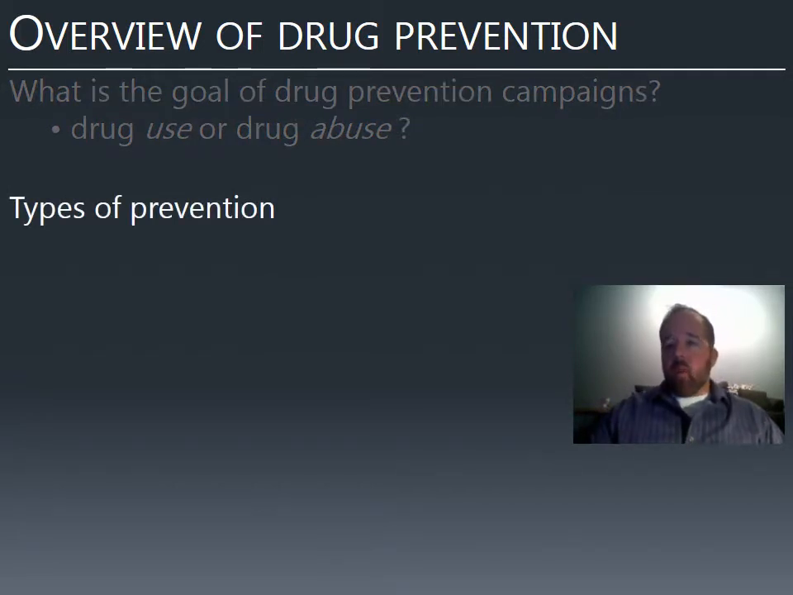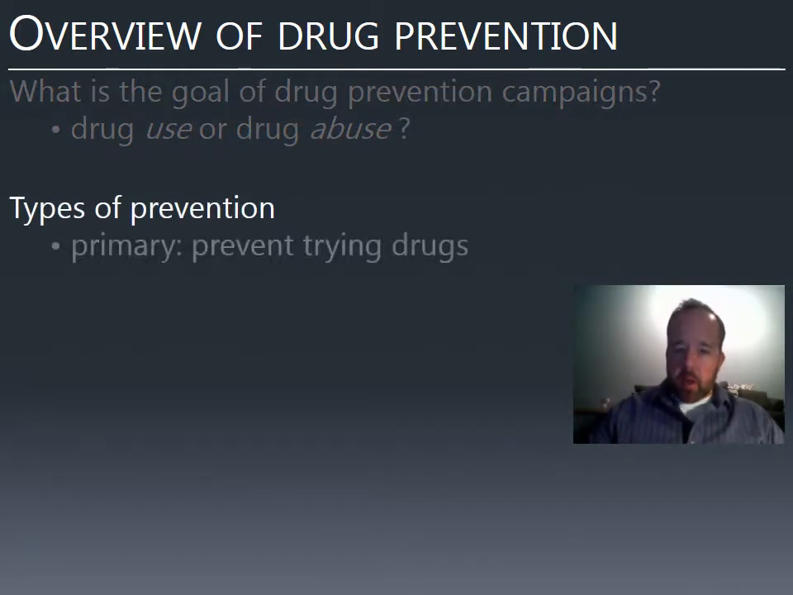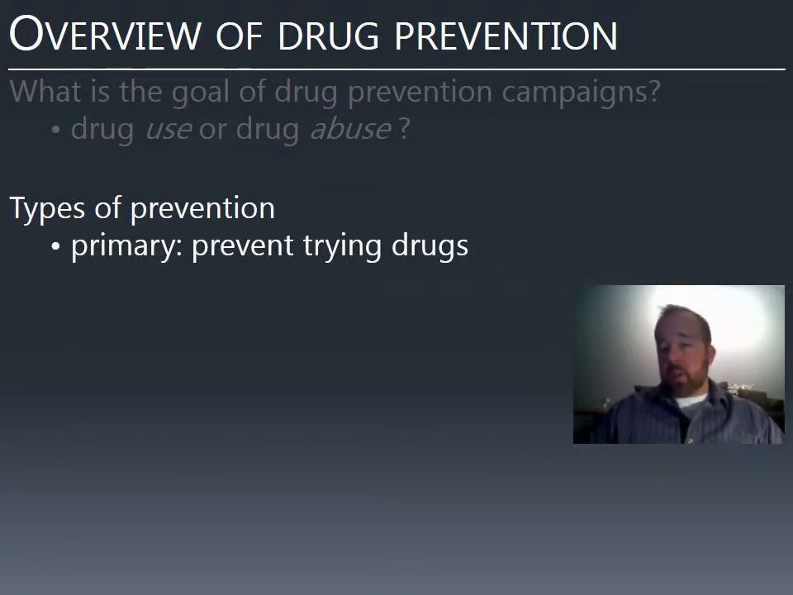So there are a variety of ways to try and prevent drug use. There's what's called primary prevention, which is usually aimed at children and usually done through school campaigns. But this is a campaign that tries to prevent trying drugs at all. That's sort of the easiest way to prevent drug abuse: to encourage abstinence from drug use and to keep individuals from trying them in the first place.